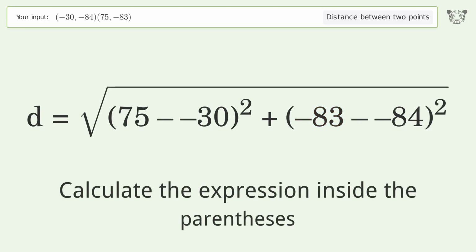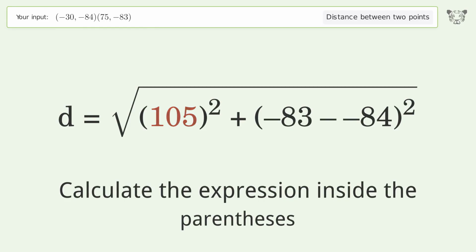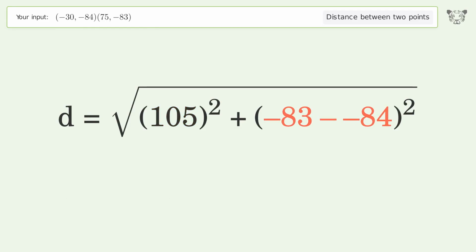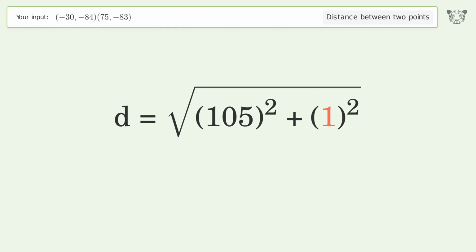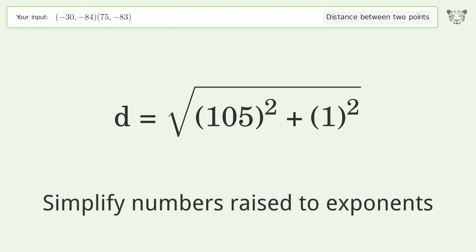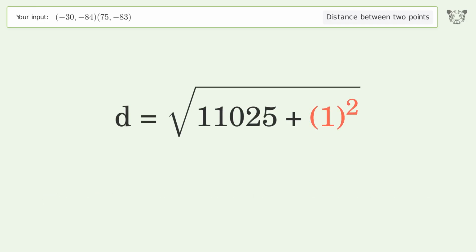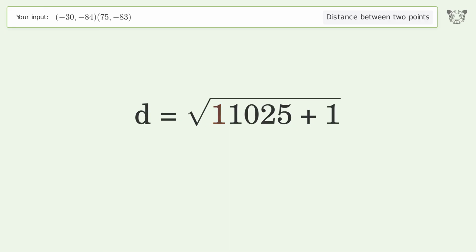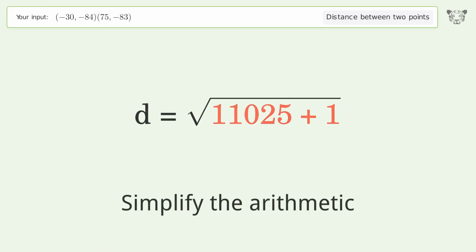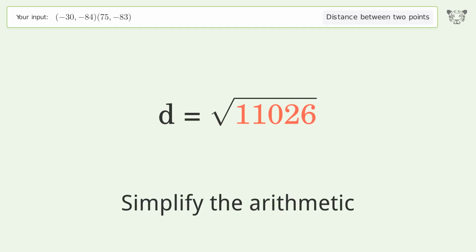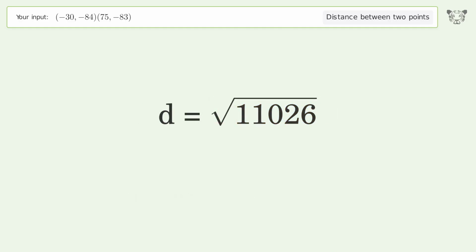Calculate the expression inside the parentheses. Simplify numbers raised to exponents. Simplify the arithmetic. And so the distance between the 2 points is the square root of 11,026, or 105.005.